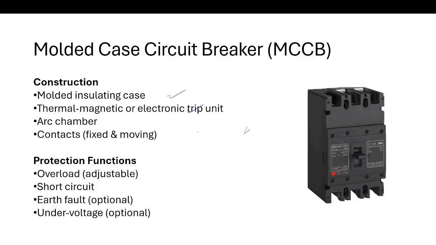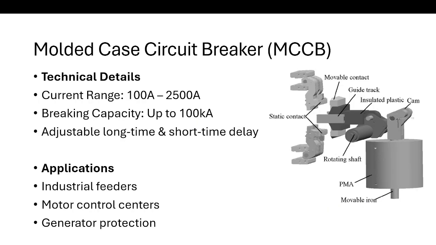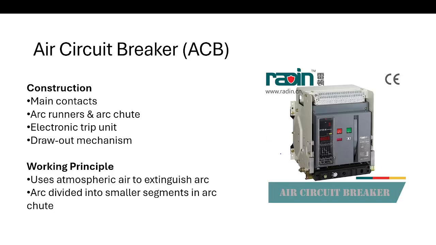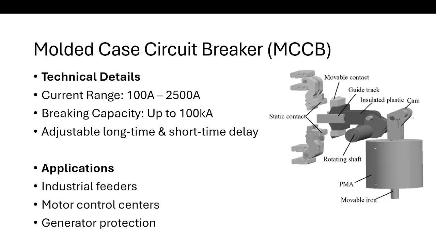Now again, there are two mechanisms. Current range is up to 100 ampere to 2500 ampere, breaking capacity up to 1000 kilo ampere, with adjustable long time and short time delay. Applications are industrial feeders, motor control centers, and generator protection. Now we will discuss this in detail.